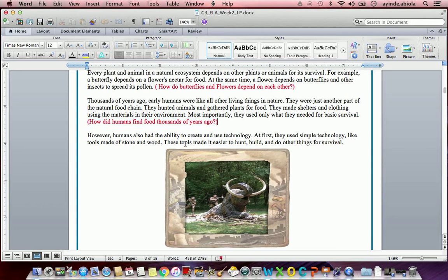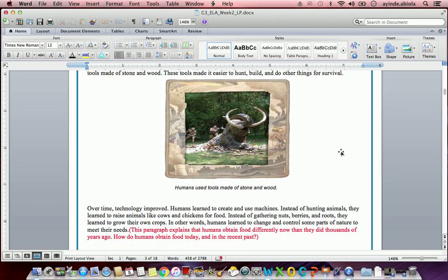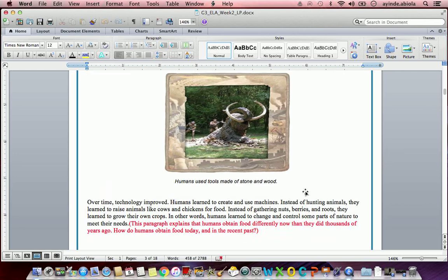However, humans also had the ability to create and use technology. At first, they used simple technology, like tools made of stone and wood. These tools made it easier to hunt, build, and do other things for survival. And here in the photograph, actually this is not a real photograph, this is a drawing of what it might have looked like. We can see early humans using tools to hunt an animal for food. And underneath it, it tells us the tools were made out of stone and wood. So this is an early example of technology people used to hunt.